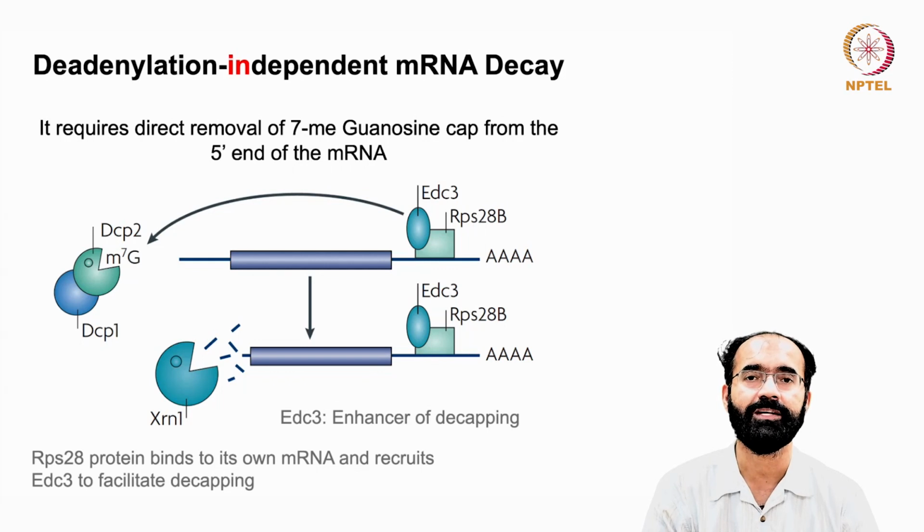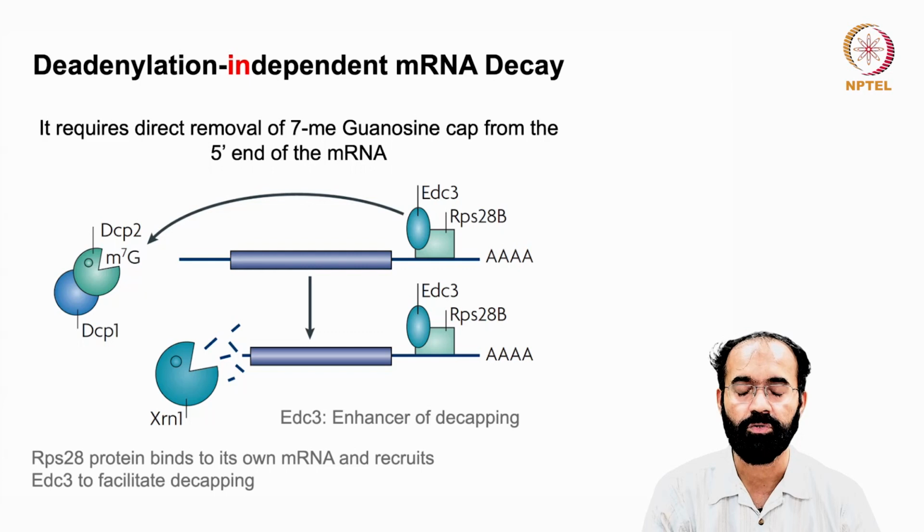So it is almost like you are drawing a line on a board. You are moving from left to right using your right hand, and with your left hand, with a duster, you are erasing it. It will look so counterintuitive and basically a useless job. So you don't want that to happen. So who will control it? This has to be controlled by RPS28B itself.